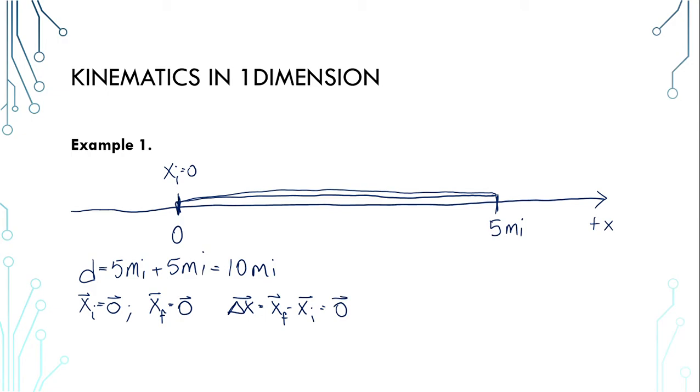So clearly, even though the distance is positive, the displacement is 0 because it's the 0 vector. Another way of saying this is to say that the person starts and ends at the same point. And when this happens, the total displacement is always 0. So this is an important point to take home for future studies for when we talk about velocity and acceleration.